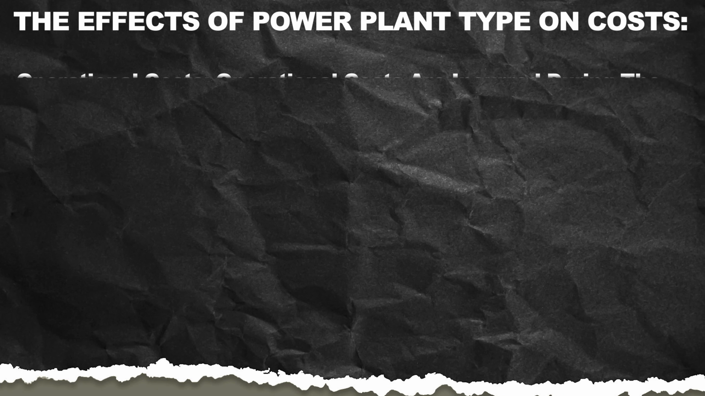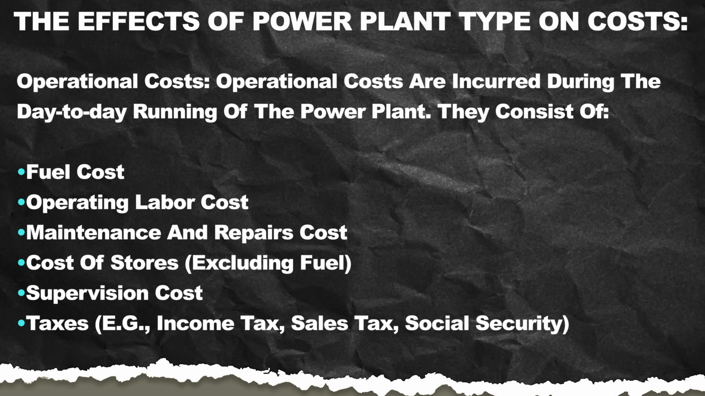Operational costs are incurred during the day-to-day running of the power plant. They consist of fuel cost, operating labor cost, maintenance and repair cost, cost of storage excluding fuel, supervision cost, and taxes, for example income tax, sales tax, social security.